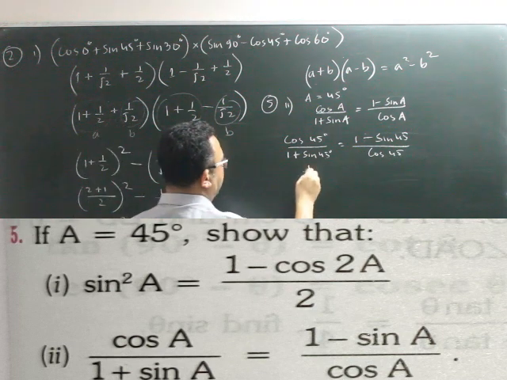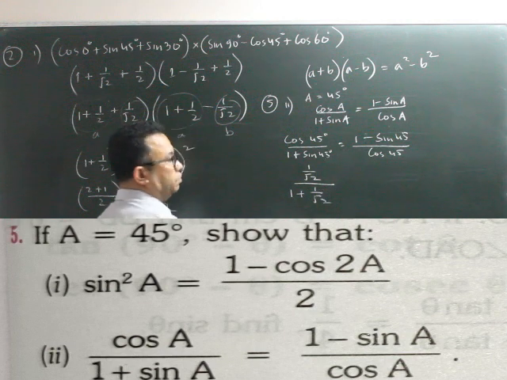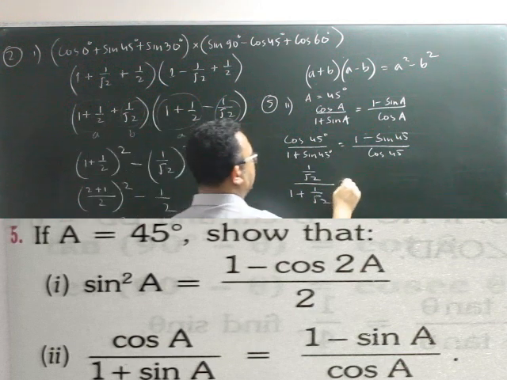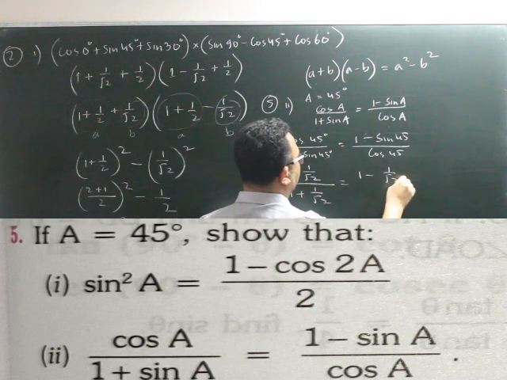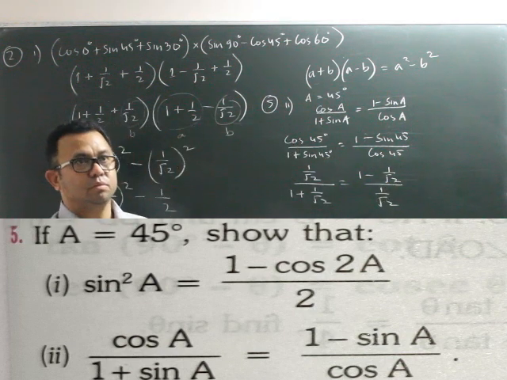Cos 45 value is 1 by root 2, 1 plus sin 45 value is also 1 by root 2, then equal to 1 minus again 1 by root 2, this one is also 1 by root 2. So our left hand side and right hand side must come same.